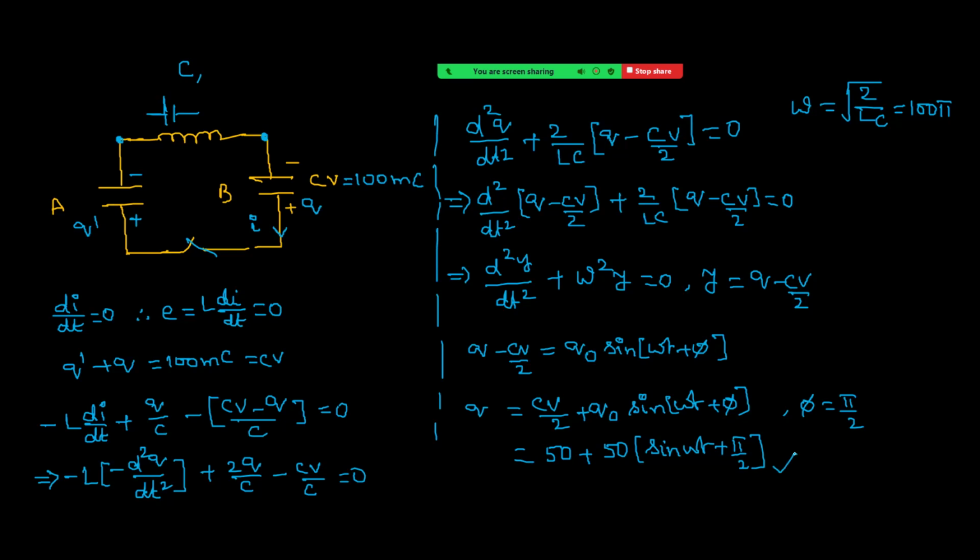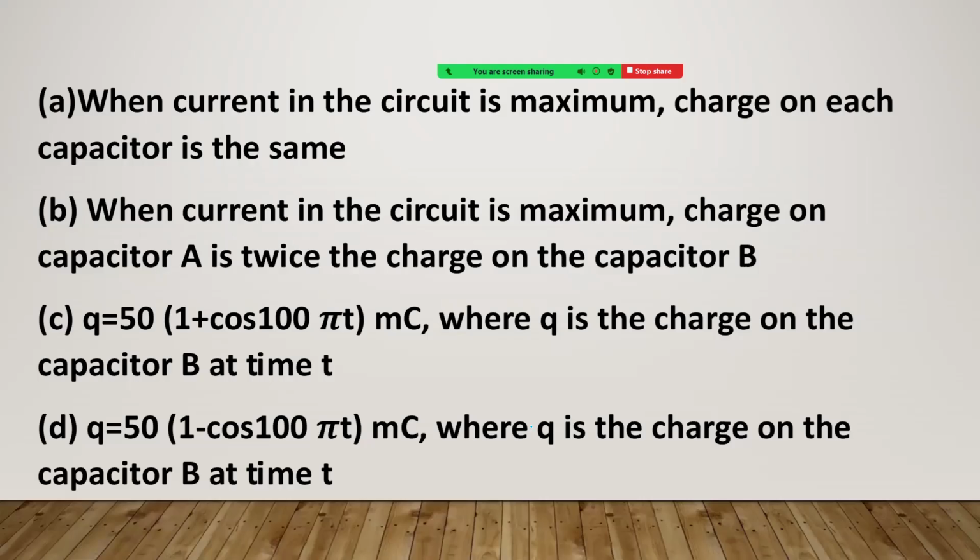So if you observe carefully, first of all, we have taken the loop equation, writing the loop equation, then converting it into the standard form of SHM, d square y by dt square plus omega square y equal to 0, right? I hope you got clarity. Let us go for the next question.